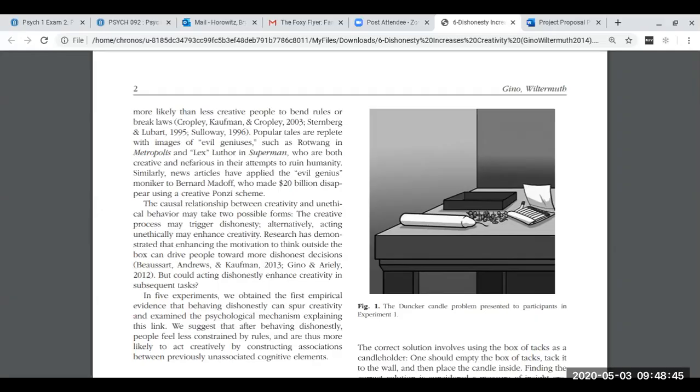In 5 experiments, we obtained the first empirical evidence that behaving dishonestly can spur creativity and examined the psychological mechanism explaining this link. We suggest, so suggest meaning they predict, right? Hypothesize that after behaving dishonestly, people will feel less constrained by rules and thus are more likely to act creatively by constructing associations between previously unassociated cognitive elements.